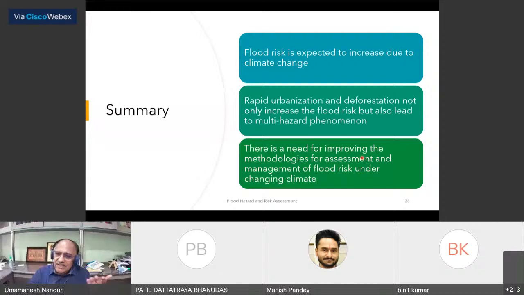Maybe one of the reasons in the Himalayan regions for more frequent landslides and floods is encroachment of lands or forest areas. Urbanization and deforestation are being attributed for more frequent occurrence of landslides and hazards in the Himalayan regions. So this is another thing that can lead to more multi-hazard phenomena. We need to look at the impact of these human activities on this. And obviously, we need to develop technology, methodologies and tools which will help us to assess this flood risk under climate change in a better way.